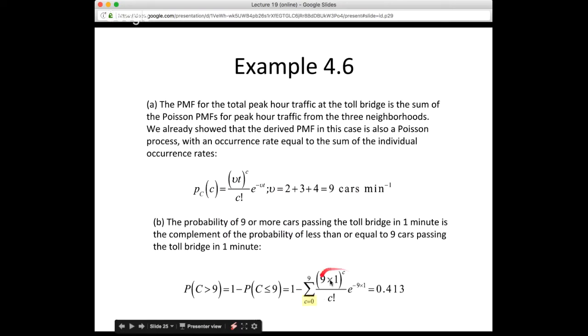Anyway, if you work this out, it works out to be 0.413, so about a 41.3% probability that 9 or more cars will pass the toll bridge in 1 minute, given these occurrence rates or vehicular traffic rates for the different districts, A, B, and C.